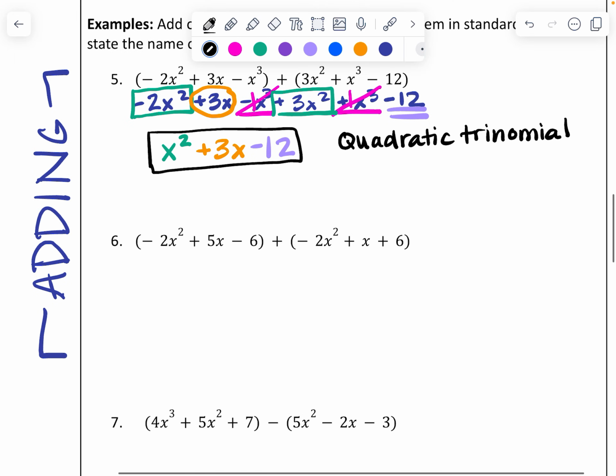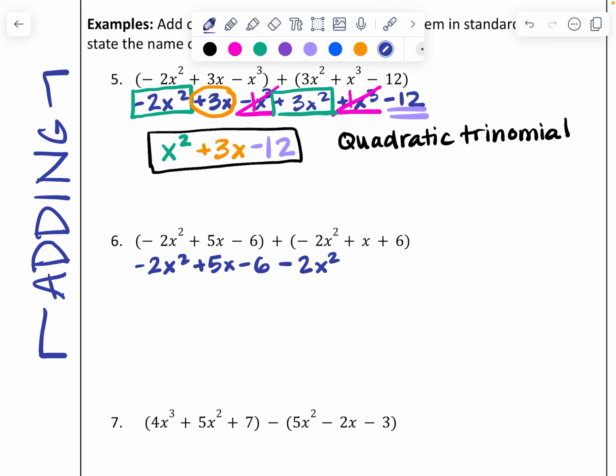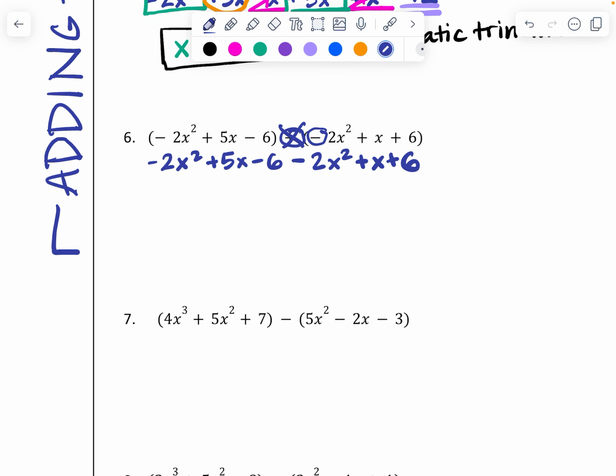Okay, number 6, again, rewrite these. When it's adding, you're just going to rewrite without parentheses. Now, if you end up with this here, where the first term is negative and you have a plus sign, you're just going to eliminate the plus sign. Now let's combine like terms.